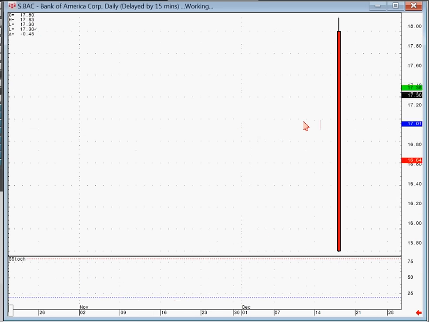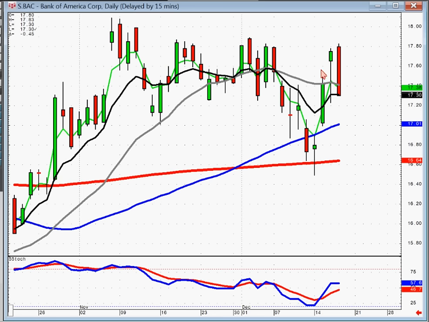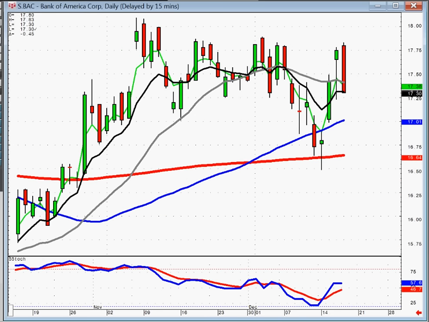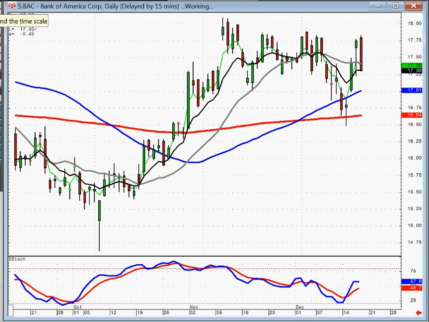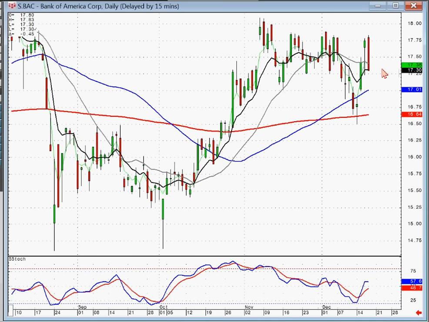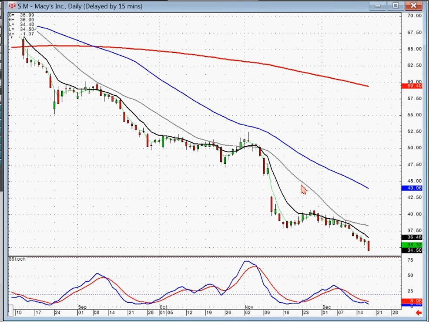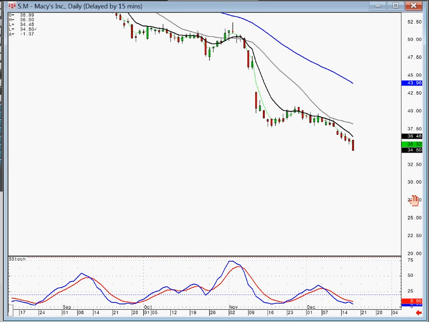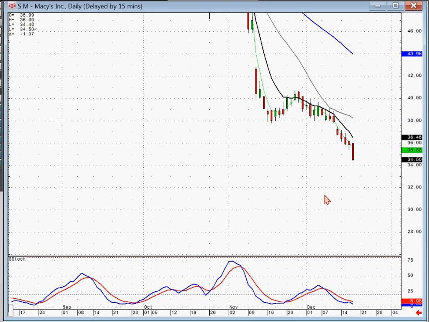Bank of America, not a real prolific trader, just won't move. No matter, I mean, this is not a very big percentage mover. And right now, I probably wouldn't be long or short this stock. Macy's, stay short. Nothing here. Even though you're in the oversold area, you stay short until you see a buy signal and a close back up above the T line.